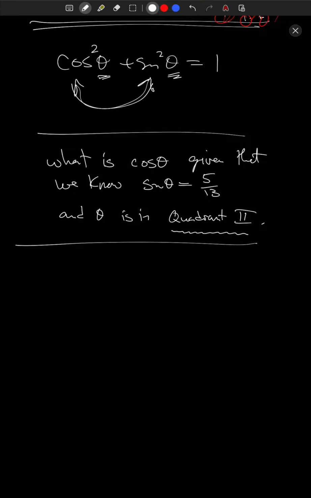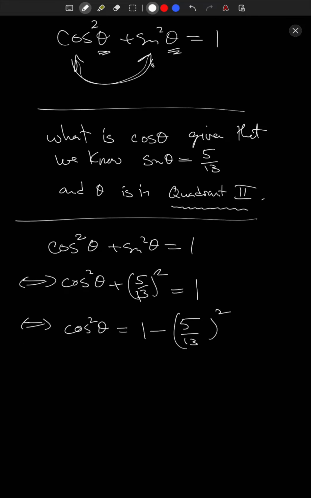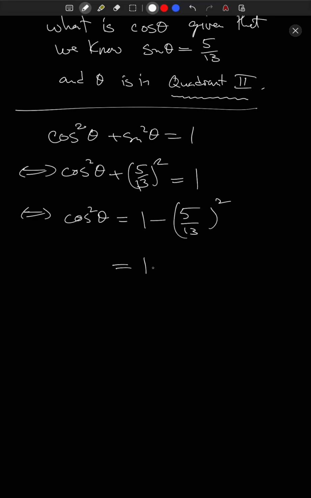So we use the fundamental identity. We know cosine squared of our angle theta plus sine squared of our angle theta should be 1. We know sine of theta is 5 over 13, so we can plug that in. We get cosine squared theta plus 5 over 13, the whole thing squared, should be 1. And so cosine squared theta should be 1 minus 5 squared over 13 squared, right? And let's just calculate that right-hand side. That's 1 minus 25 over 169.